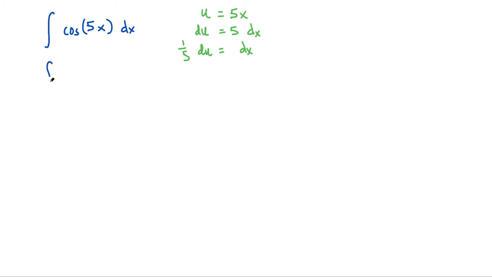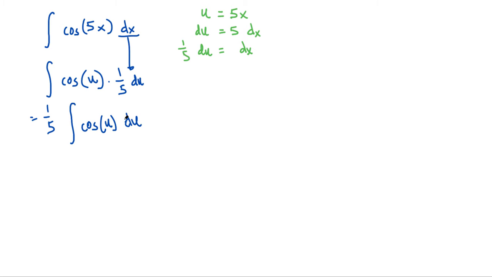Let's rewrite our integral. This becomes the integral of cosine of u, and dx is now going to be replaced here by 1/5 du. I can factor out this 1/5, so this becomes 1/5 times the integral of cosine of u du. I can find that antiderivative. The antiderivative of cosine of u is going to be sine of u. And simplifying one more step, putting that u back in terms of x, that becomes 1/5 sine of 5x.